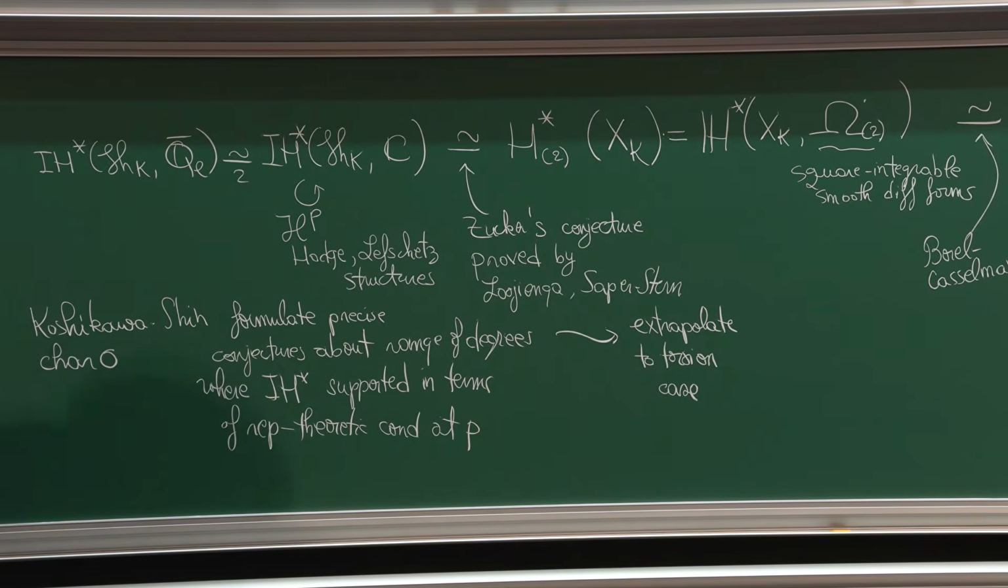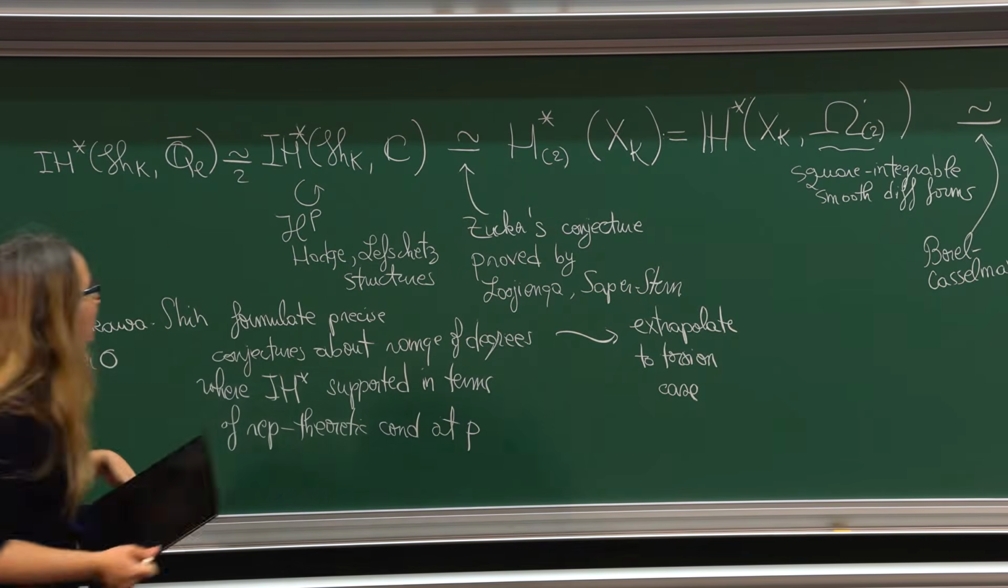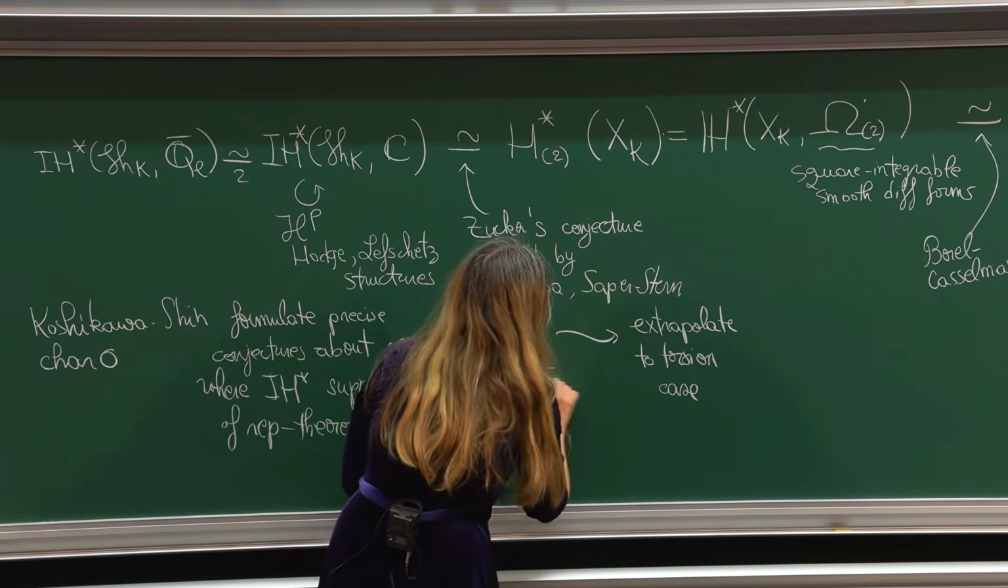Right, so that's one thing. I also wanted to mention that maybe Matt Emerton has talked for as long as I've known him about how one should formulate a torsion version of Arthur's conjectures that exactly have to do with this kind of understanding the range of cohomological degrees. So let me also write Emerton here.